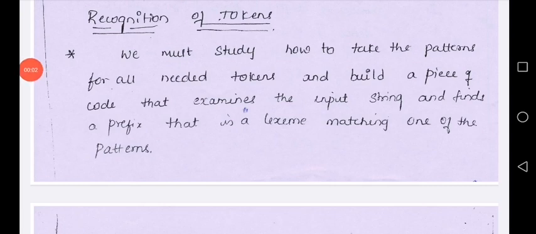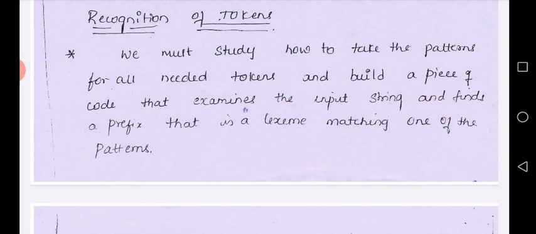Good morning, students. We'll move on to the next topic, recognition of tokens. In the previous session, we studied what the components of a pattern should be. We are using regular expressions to identify different patterns. Using that pattern, now we need to identify what kind of token should be generated.